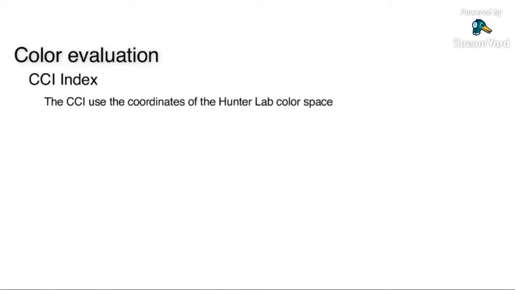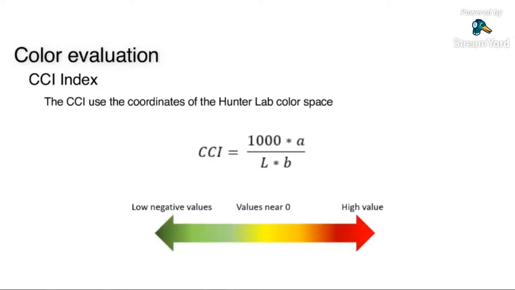To evaluate the fruit color, the CCI, or the Citrus Color Index, was used. This index uses the coordinates L, a, and b of the Hunter Lab color space. Equation 1 shows how the value is calculated. A higher value indicates red and orange hues, while lower values mean greener and yellowish hues.